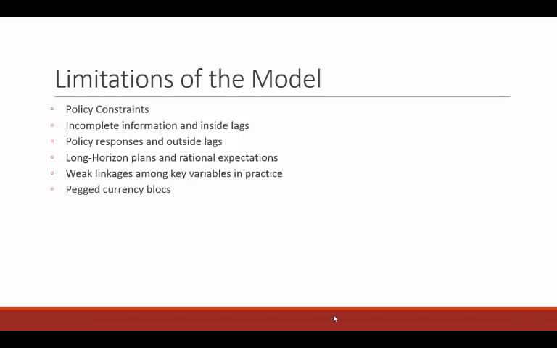There is also concern that in practice, the linkages between some of these variables may not be as strong as the model suggests. And finally, when there are pegged currency blocks, as when there are several countries with currencies roughly pegged to some particular country's currency, then that country has limited ability to influence its output through policies designed to change the real exchange rate and affect the trade balance.